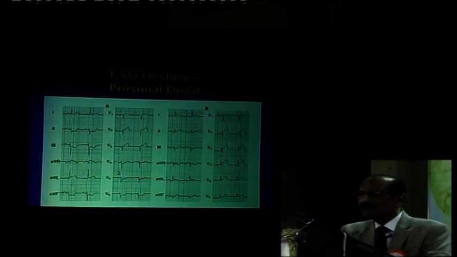If you look at AVR, ST elevation in AVR is a bad prognostic sign showing proximal occlusion, whereas ST depression in AVR shows distal occlusion. Proximal LAD occlusion shows ST elevation in AVR. Non-STEMI left main and triple vessel disease, or the equivalent of triple vessel disease, is also important. When you see triple vessel disease, you find that most of the leads, more than 8 leads, are showing ST depression.